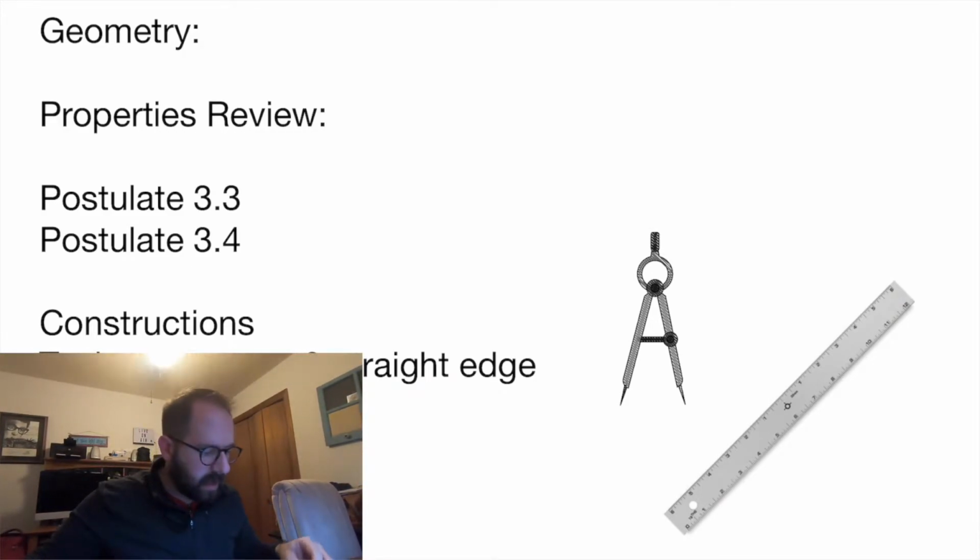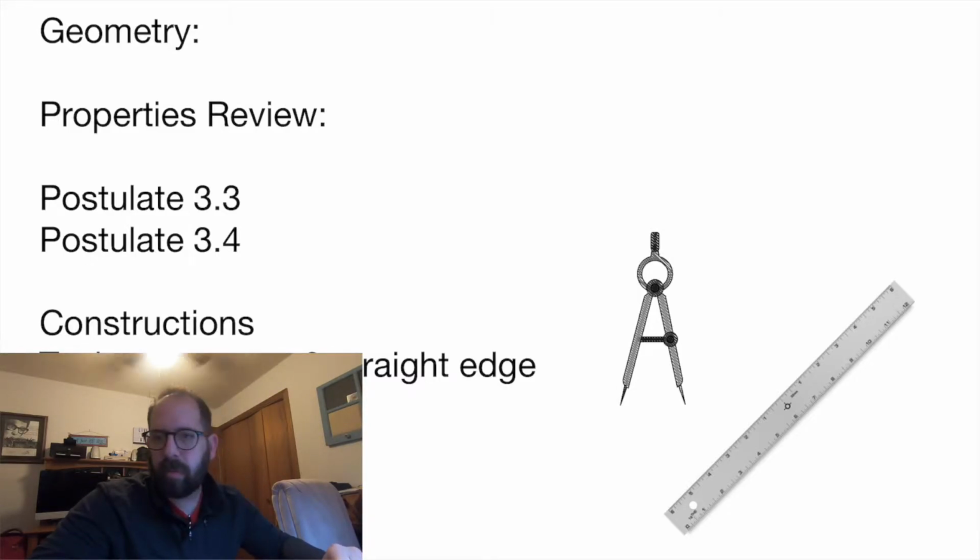We're going to do a couple of notes here today. We're going to review one postulate we've already had, postulate 3.3, which I believe we called the parallel postulate. And then we have postulate 3.4, which is the perpendicular postulate. That's a brand new one today. And we're going to do some constructions. So those are the items that you're looking at.